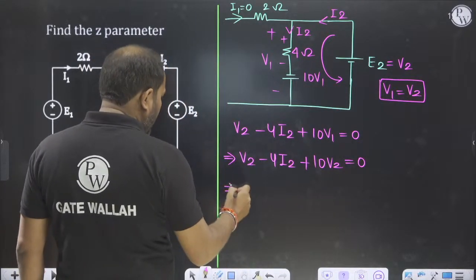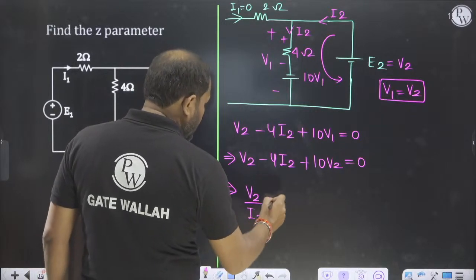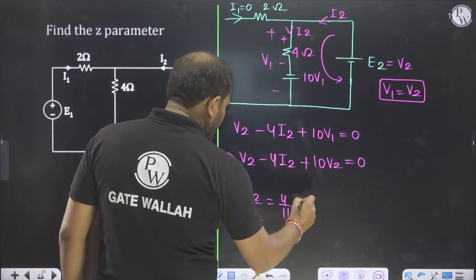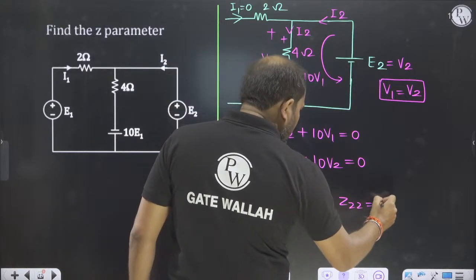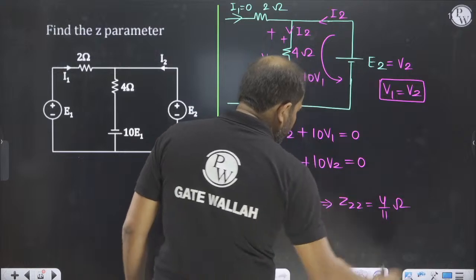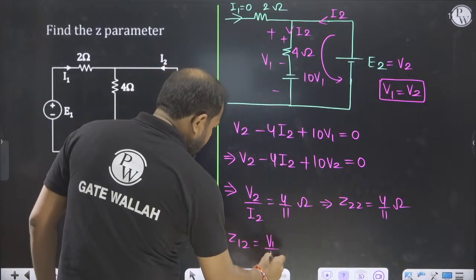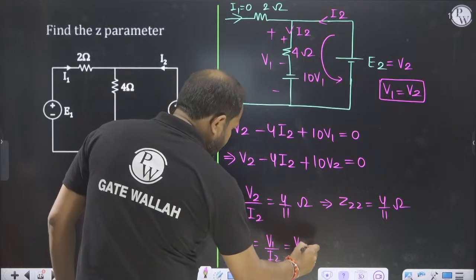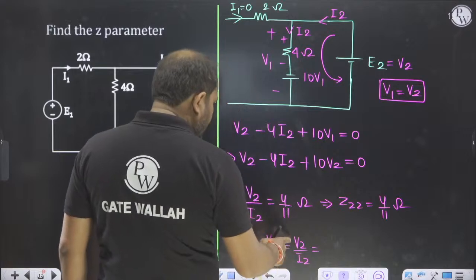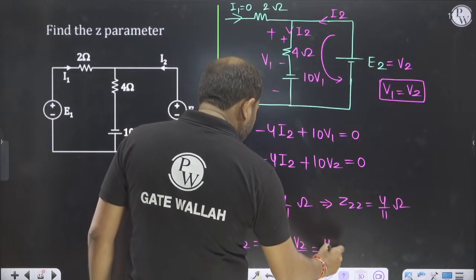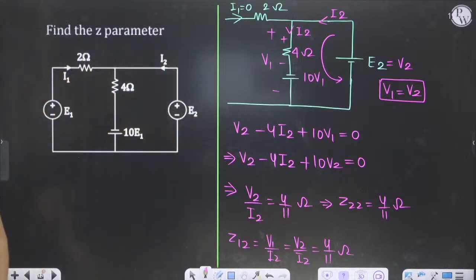That means V2 by I2 is equal to 4 by 11. That means Z22 is equal to 4 by 11 ohm. And Z12 is equal to V1 by I2. V1 and V2 are the same, so V2 by I2 will be 4 by 11. So 4 by 11 and 4 by 11.